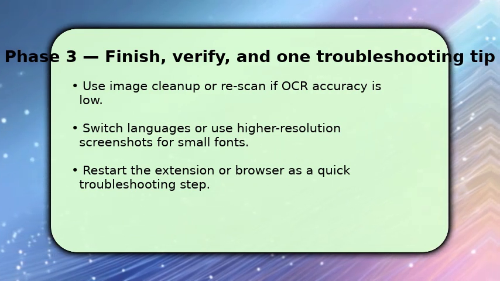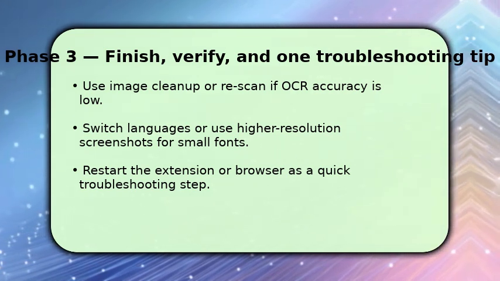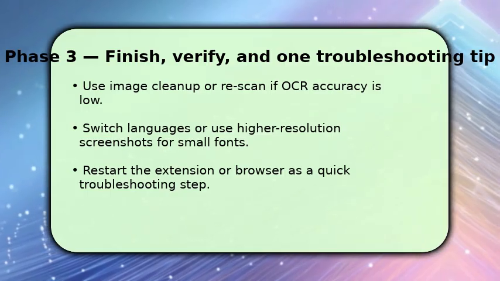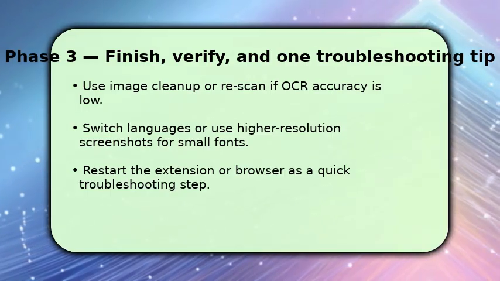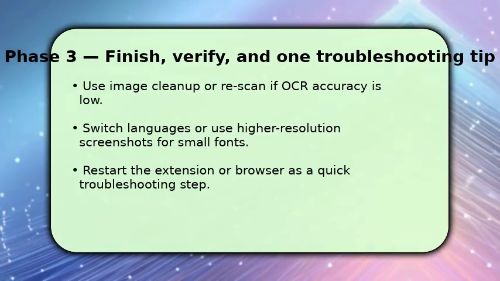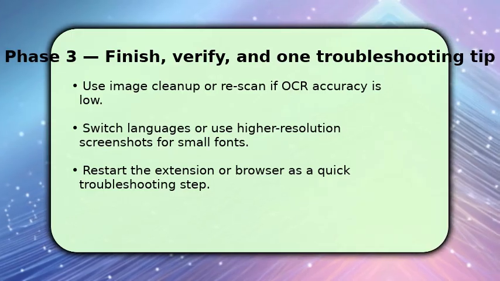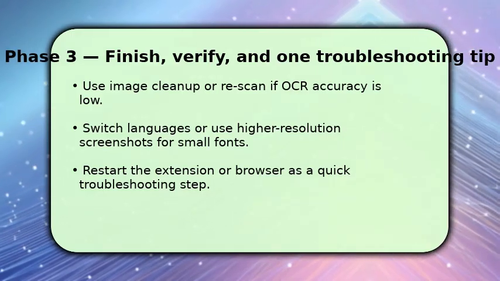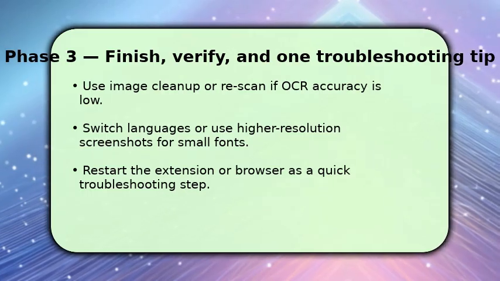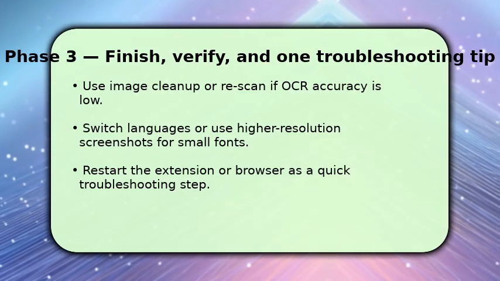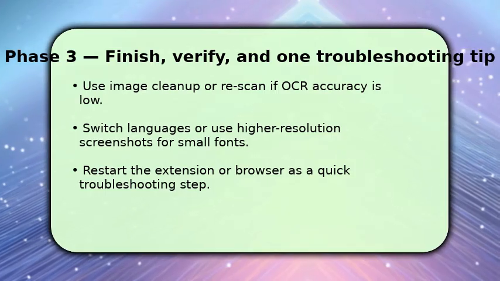If accuracy is poor, rescan with a cleaner, higher resolution screenshot, or change the OCR language to match the source. These adjustments fix most errors. Make sure to use image cleanup tools if available, and if Copyfish stops responding, restart the extension or the browser. That simple reset often resolves permission or memory hiccups.